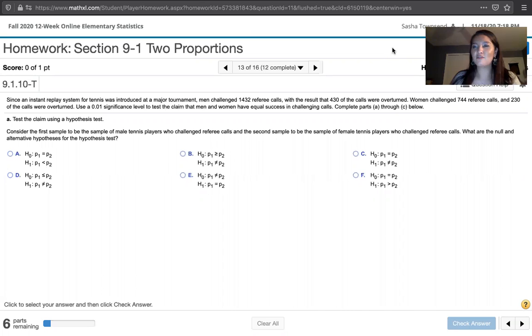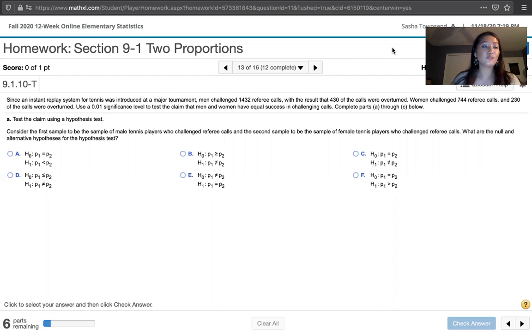Women challenged 744 referee calls, and 230 of the calls were overturned. Use a 0.01 significance level to test the claim that men and women have equal success in challenging calls. Complete parts A through C below. First, we're asked to test the claim using a hypothesis test.